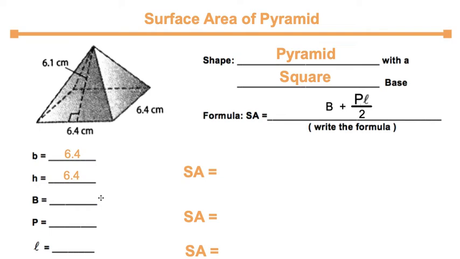Capital B stands for the base area. So do you remember how to find the area of a square? If you do the calculations right, it would be 6.4 times 6.4 equals 40.96.